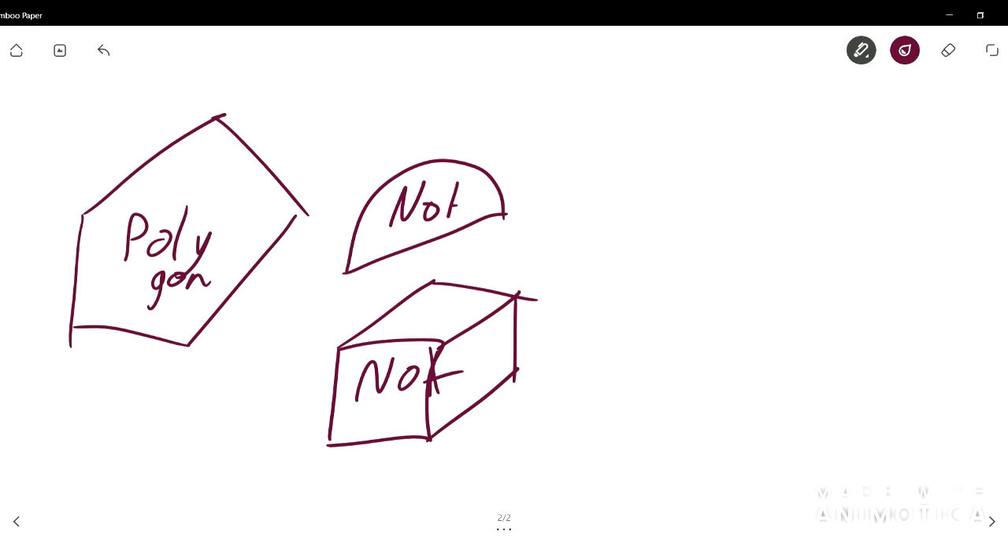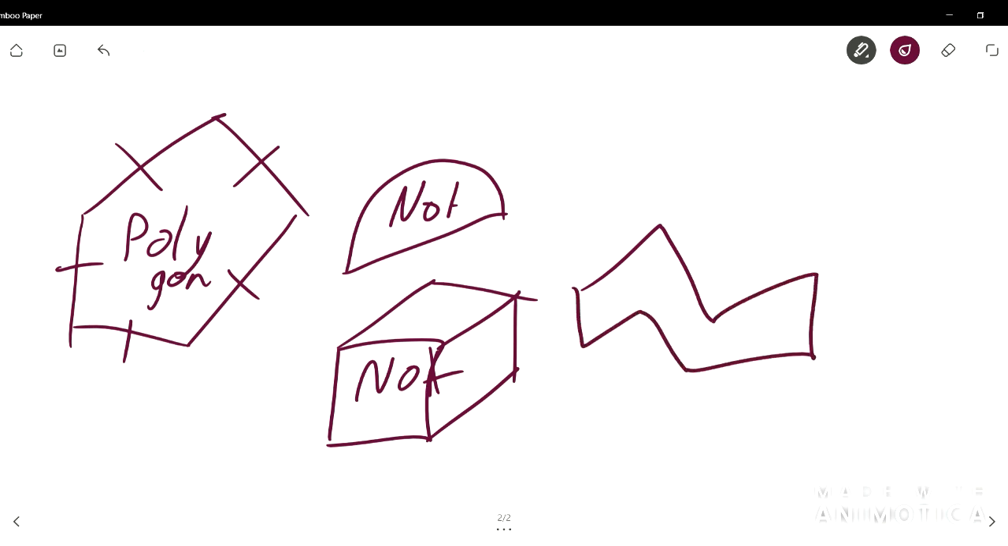Okay, now that doesn't mean to say that all of these have the same sides. So for example, if we've got a regular pentagon like this one here, that's a polygon, but also this weird little thing here, all straight sides, still a polygon. Okay, that's the first thing.